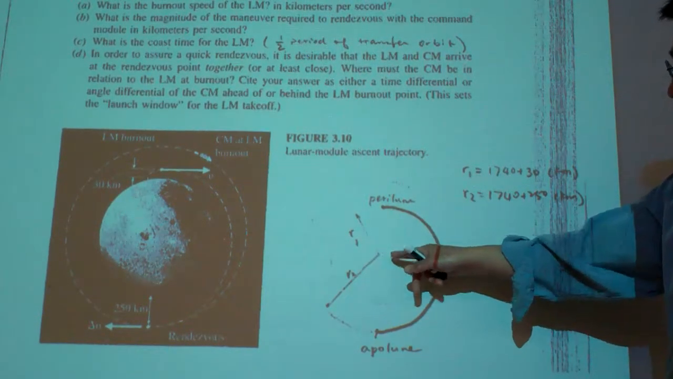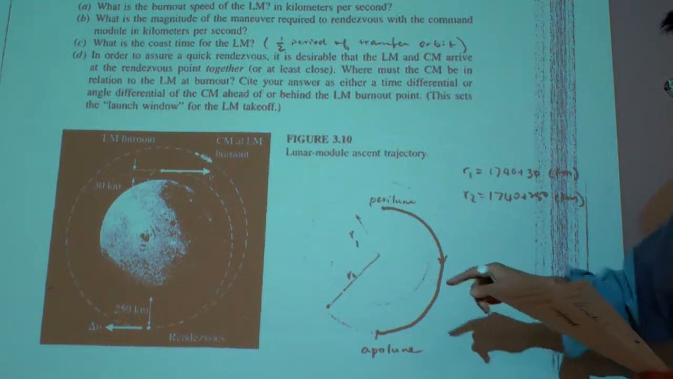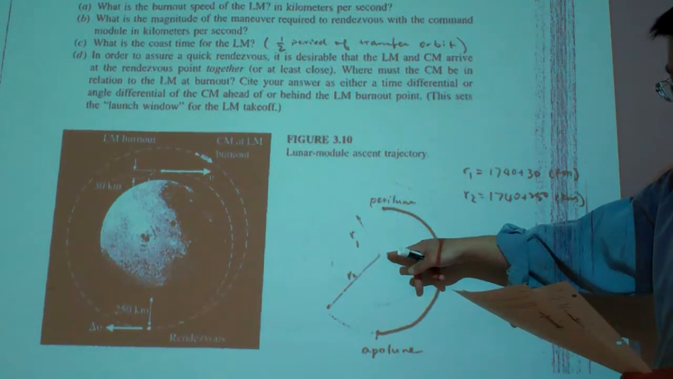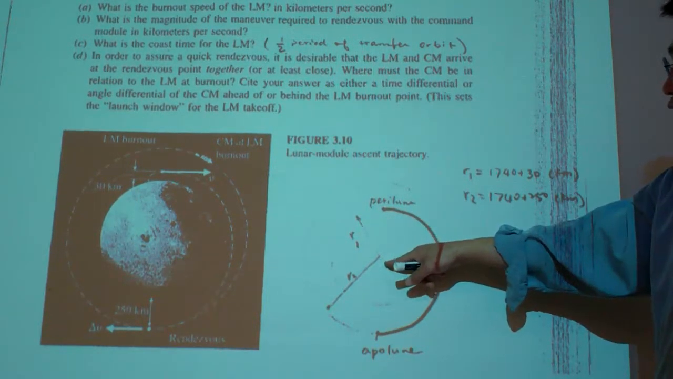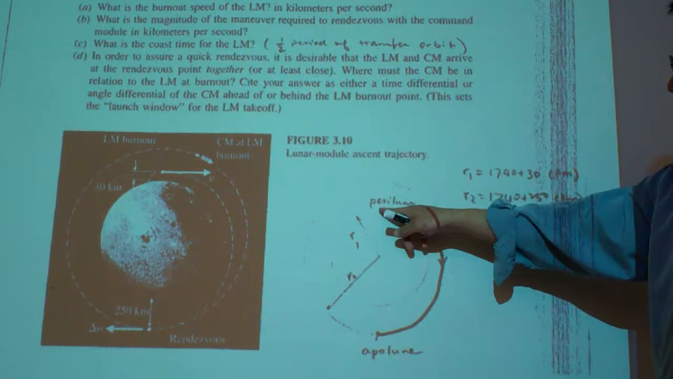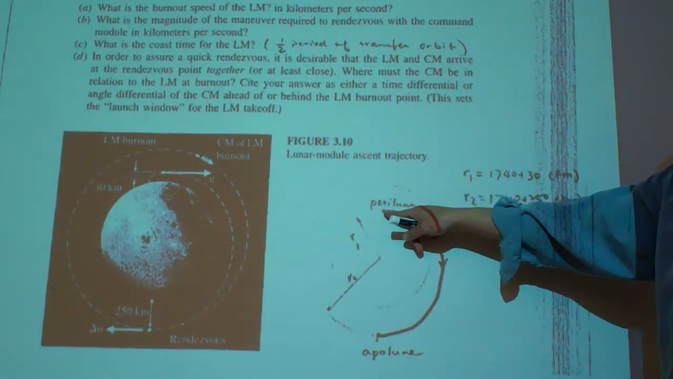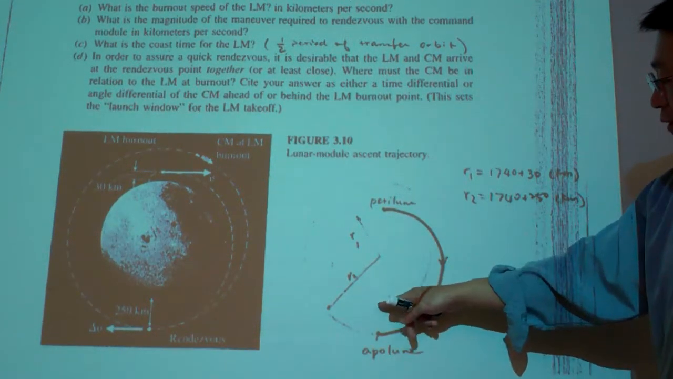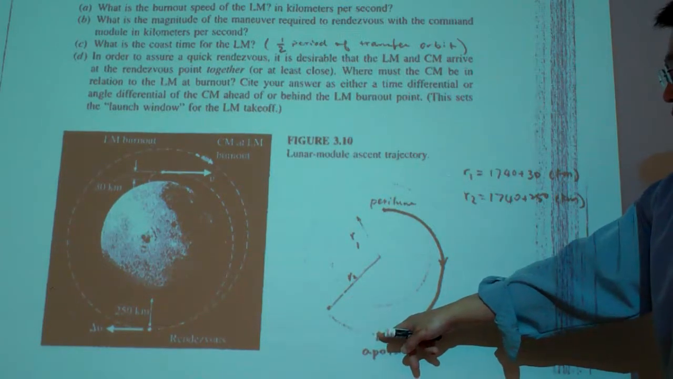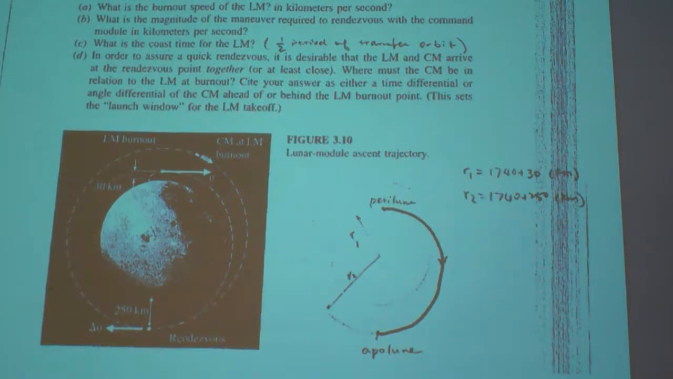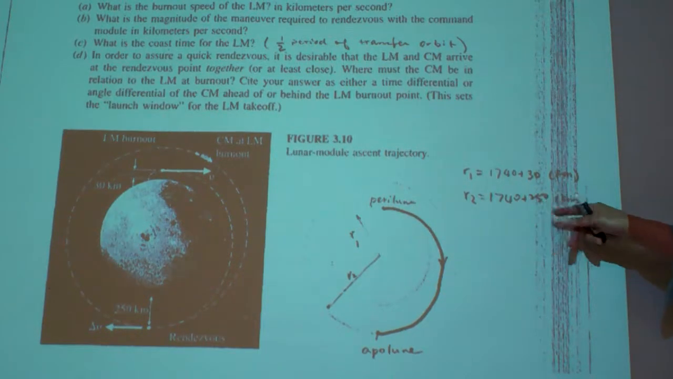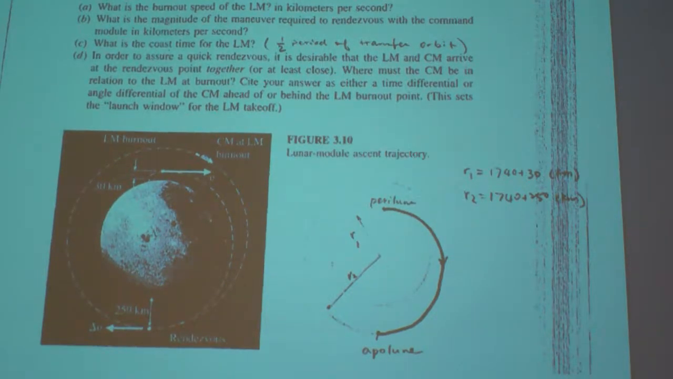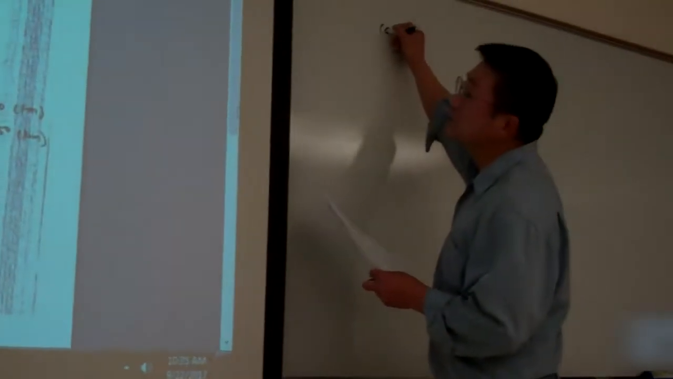So here, for example, R1 is measured from the focus to the point where the burnout occurs, and that is given by this value. And R2 is the distance where they are going to meet with the spacecraft. So that is the information. With these 2 pieces of information we can quickly calculate this, and that is 8.